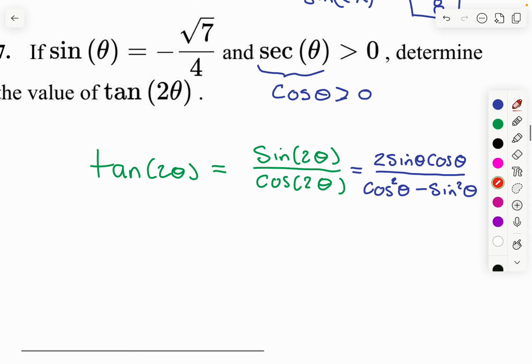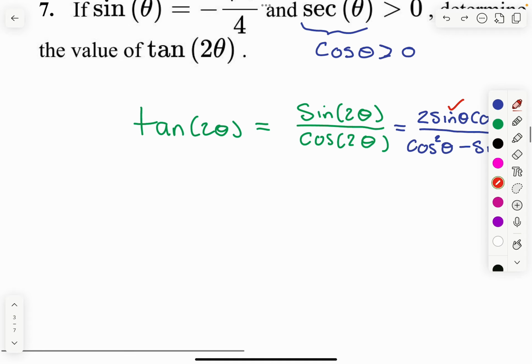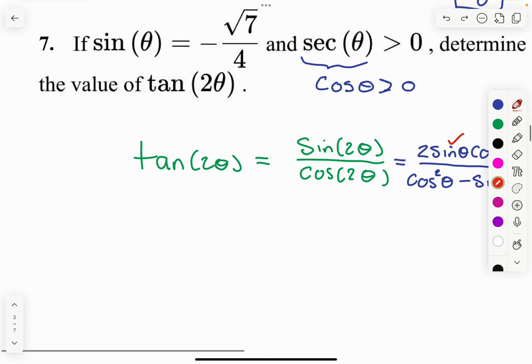And so notice we already know what sine is. So anytime we see a sine, we're going to replace it with negative root 7 over 4. So I'll do that in a minute, but those two things I can substitute. I don't know what cosine is, but I know that I'm in a situation where sine is negative and cosine's positive. That should narrow down to a quadrant that I can basically analyze and figure out the cosine of.